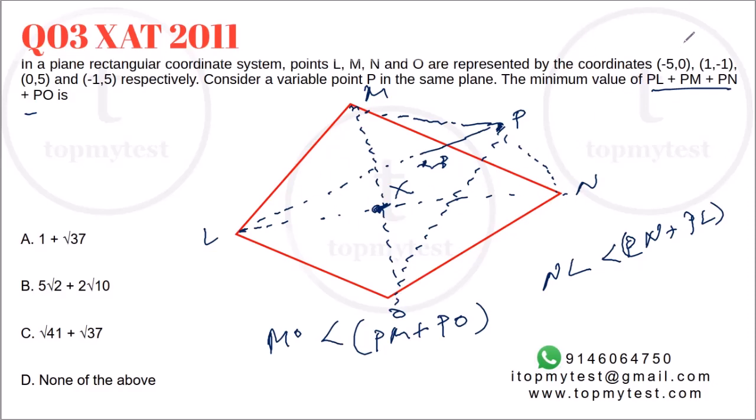Now let's find LM. LM will be these two. These are in order. So the distance between -5, 0 and 0, 5 will be 5 square plus 5 square, square root.